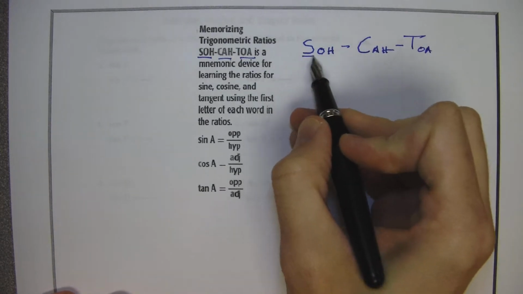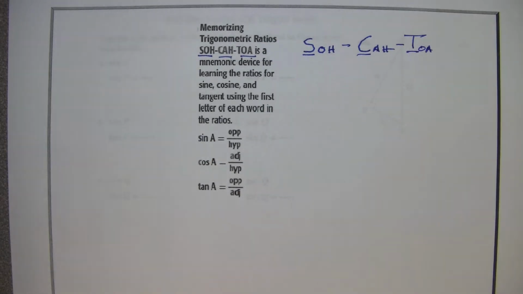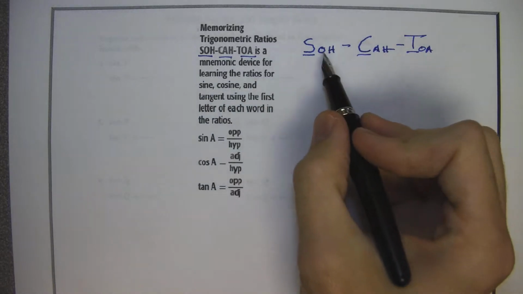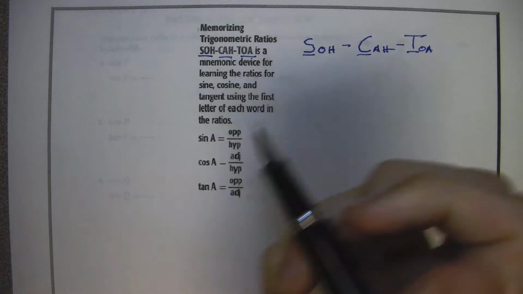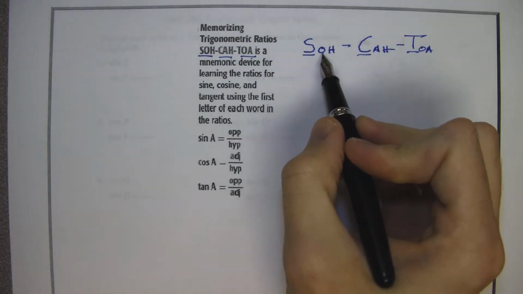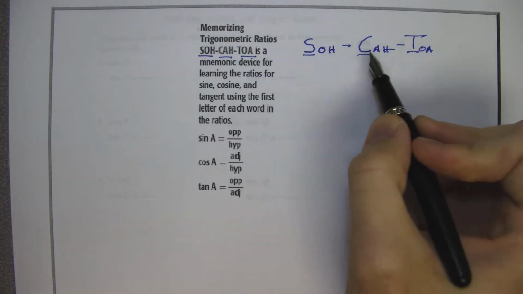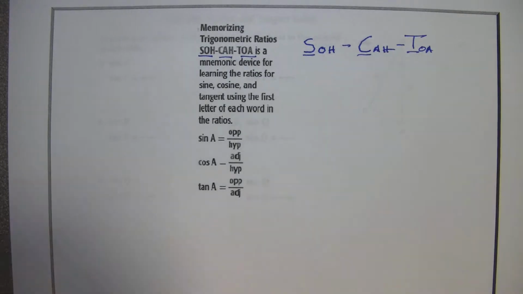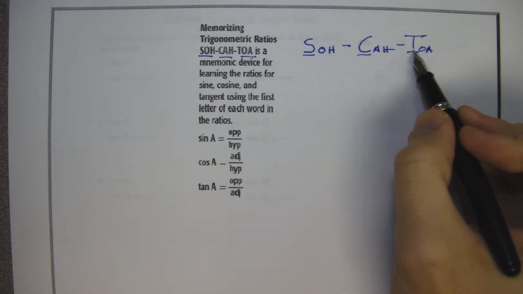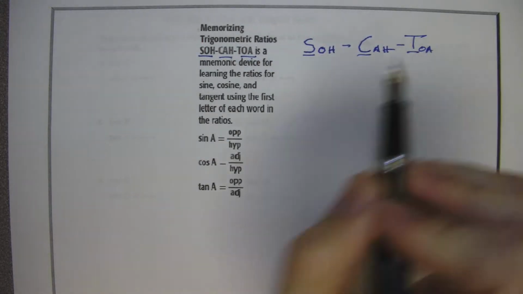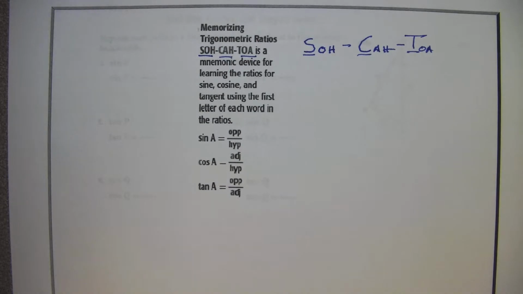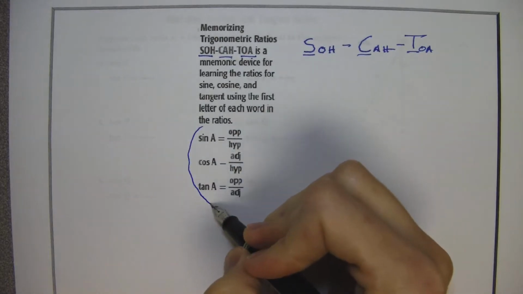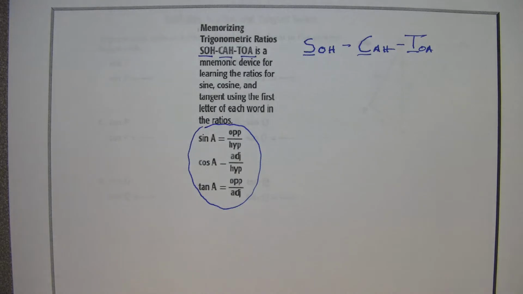Okay? The first letter represents your trig function or your trig ratio. Notice I'll use those terms interchangeably. The next two letters represent the sides of the triangle that they use. So the sine of an angle uses opposite over hypotenuse. The cosine of an angle will be represented as the adjacent side over the hypotenuse. And the tangent of an angle represents the opposite over the adjacent. So it's just a quick and easy way for you to remember your ratios.